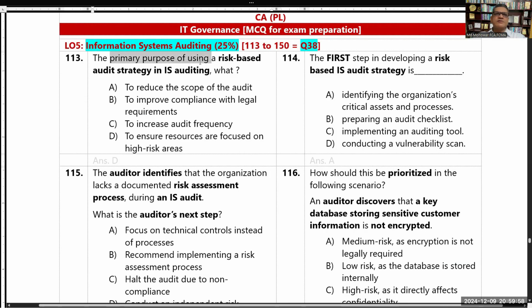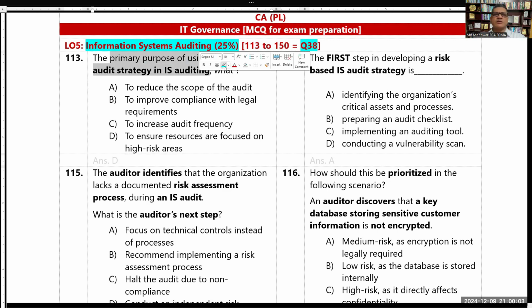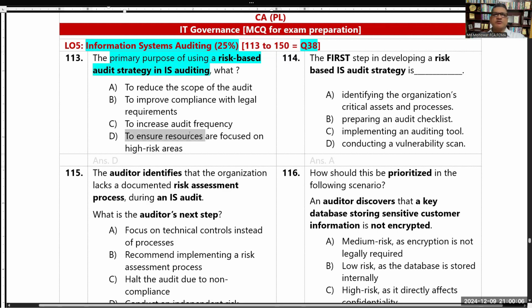The primary purpose of using a risk-based audit strategy in information system audit is to ensure resources are focused on high-risk areas. Answer D. The first step in developing a risk-based information system audit strategy is identifying the organization's critical assets and processes. Answer A.